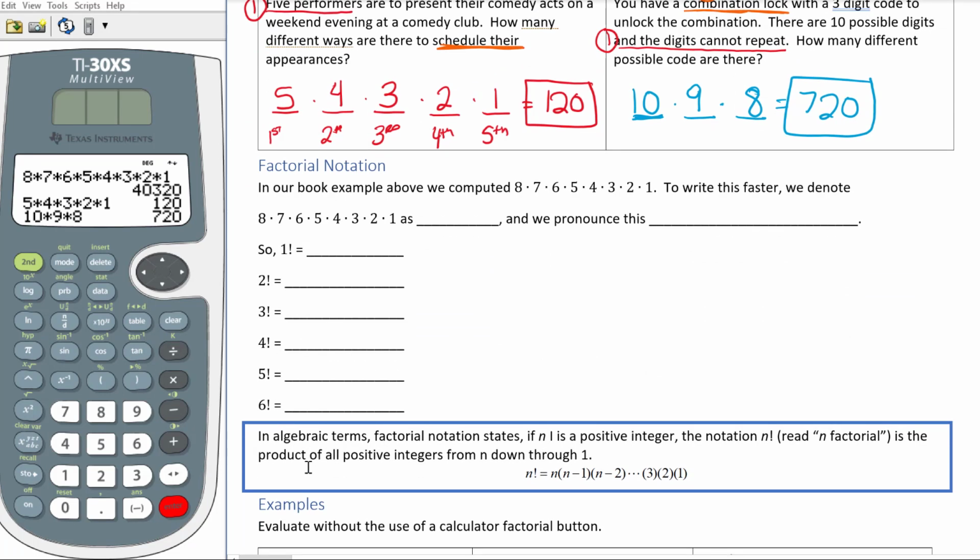Now we have a notation called factorial notation that's going to help us with some of these permutation computations. It's going to help us write it a little bit easier. In our book example above, we computed 8 times 7 times 6 times 5 times 4 times 3 times 2 times 1, and that was a lot of typing in our calculator. To write this faster, we can write that as 8 factorial, and that's an exclamation point, like what we might use at the end of a sentence where we're exclaiming something or shouting something. But we don't pronounce it as 8, okay? We pronounce it as 8 factorial.